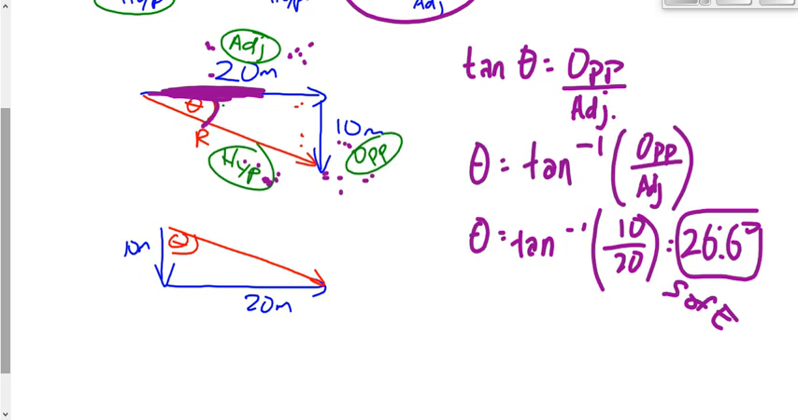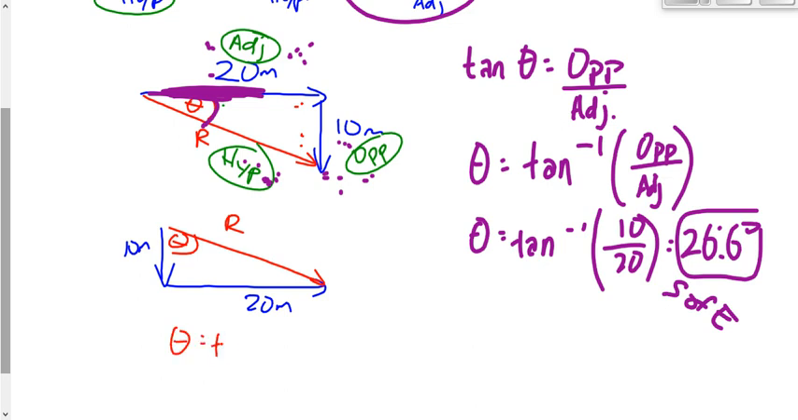Which side of the triangle is the hypotenuse? 10, 20, or r? R. Which side is the adjacent, my next one? The other one that's touching? 10. Which side is opposite? 20.